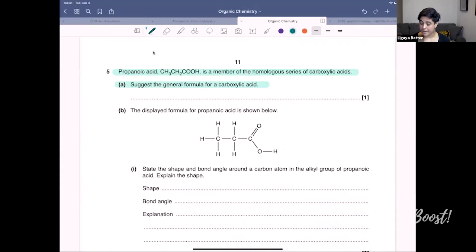Okay, propanoic acid is a member of the homologous series of carboxylic acids. It suggests the general formula for carboxylic acids. So if you don't remember it, you can just look at the propanoic acid and work out what the algebraic formula is. So for example, we've got 3 carbons, so that's C3, 3 plus 2 plus 1 hydrogens, that's H6, and then we've got 2 O's, so that's O2. So if we put that into the algebraic formula, that's going to be CnH2nO2, and that's your general formula for your carboxylic acid.